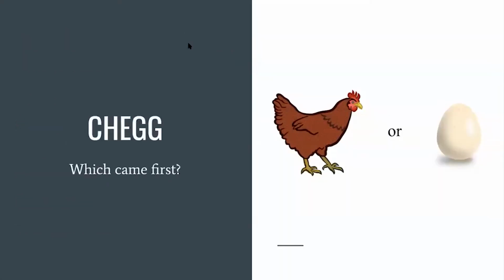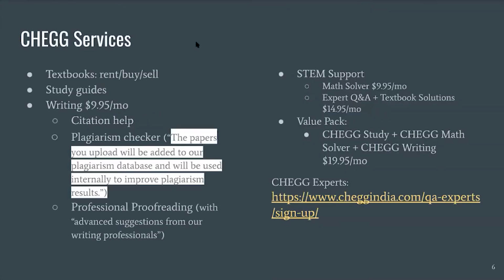So Chegg, which came first, the chicken or the egg? Which came first, the students who want to cheat, or the mechanism for cheating? I'm not sure. I will say that Chegg started off being fairly innocuous. It was originally just textbook rental, and then study guides, and now it offers a full range of services.